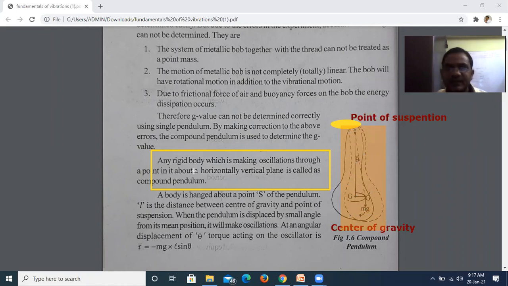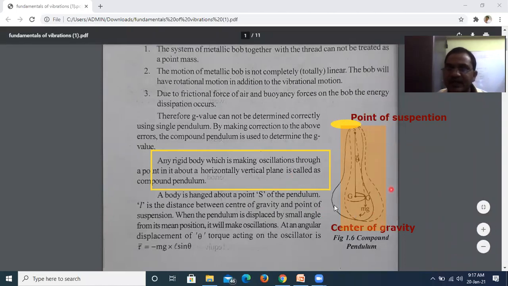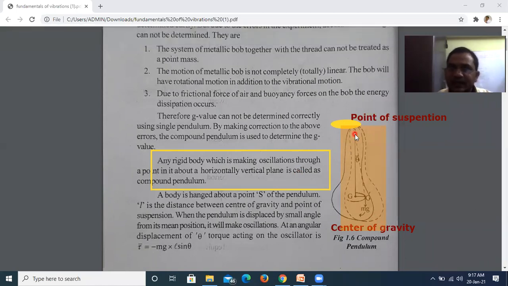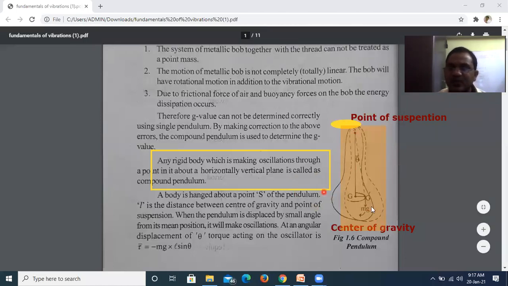So once again I am repeating, a rigid body which is making oscillations through a point in it about a horizontal vertical plane. ఇక్కడ మీకు పేపర్లో కనిపించేటువంటి ప్లేన్ వెర్టికల్ ప్లేన్. ఆ ప్లేన్లో ఇది మనం ఇట్లా దీన్ని ఆసిలేట్ అయ్యేటట్టుగా చేస్తాం. ఇక్కడ మనము ఎస్ అనే పాయింట్ దేంట్లో తీసుకున్నాం, ఏదైతే హెవీ బాడీ తీసుకున్నామో దాంట్లోనే మనము పాయింట్ ఆఫ్ సస్పెన్షన్ తీసుకున్నాం. అదే బాడీలో ఒక పాయింట్ దృష్ట్యా ఒక వెర్టికల్ ప్లేన్లో ఆసిలేట్ అవుతూ ఉంటే దట్ సిస్టమ్ ఈస్ కాల్డ్ యాజ్ కాంపౌండ్ పెండులమ్.